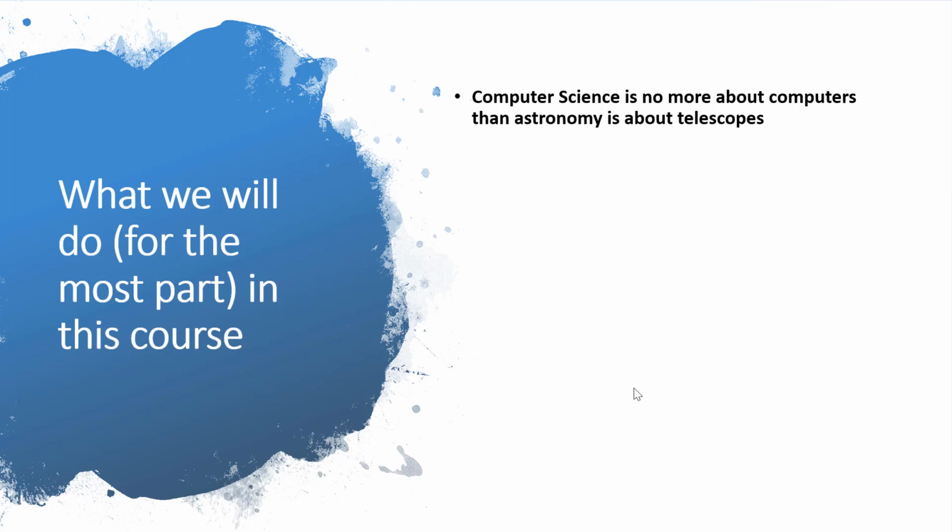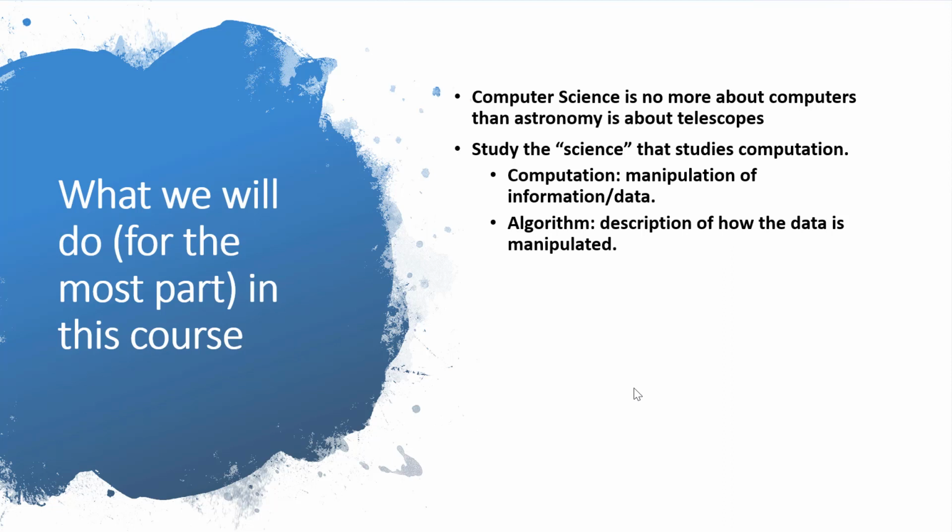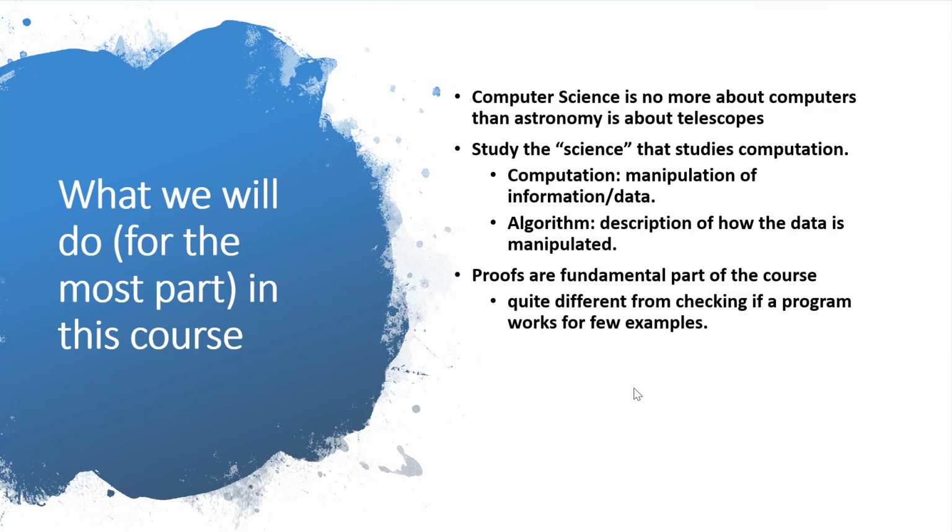Computer science is no more about computers than astronomy is about telescopes. Computers are just the device, and we must learn how to program them correctly. In order to do that, we have to learn the language of mathematics. So we need to express computers, computing, and algorithms using a mathematical language. When we study the science of computing, we say that computation is the manipulation of information and data. An algorithm is a description of how the data is manipulated.